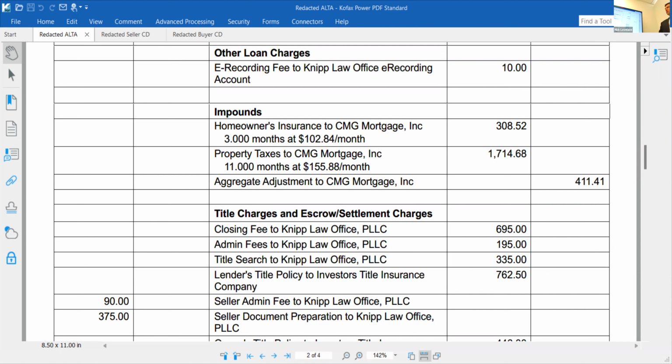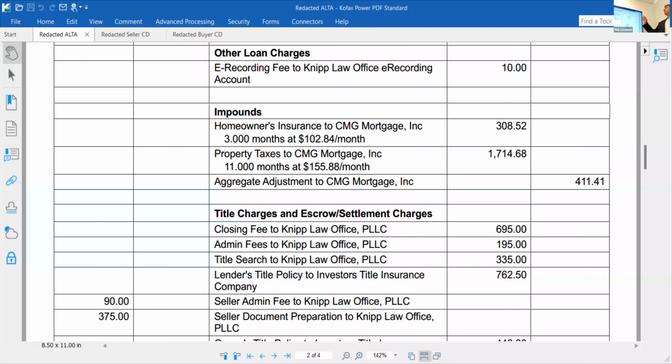Then the aggregate adjustment, that's just federal requirements on how much this escrow account can start with. So a lender can't come and say, hey, up front I need 14 months of homeowners insurance and 15 months of property taxes just to make sure we're covered. We'll cover you on the back end. They're not allowed to do that. They're only allowed to collect exactly what they need.